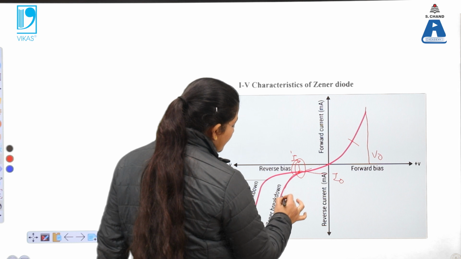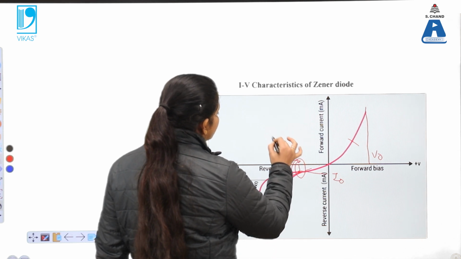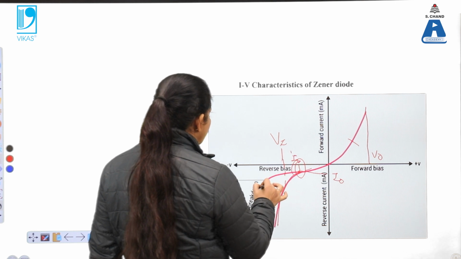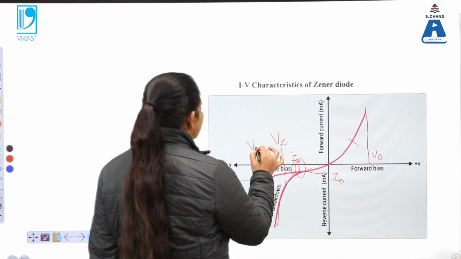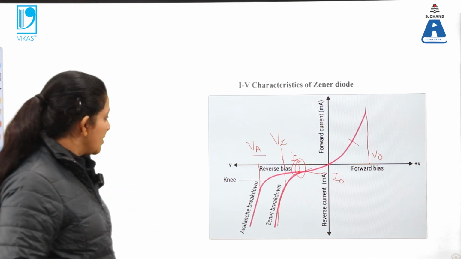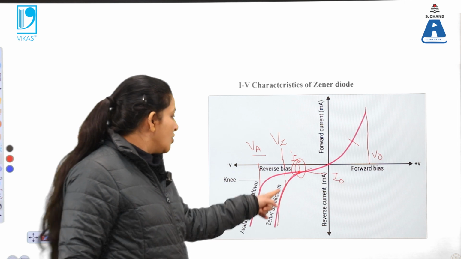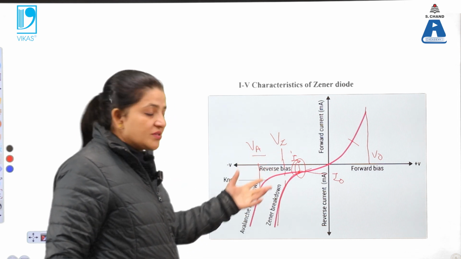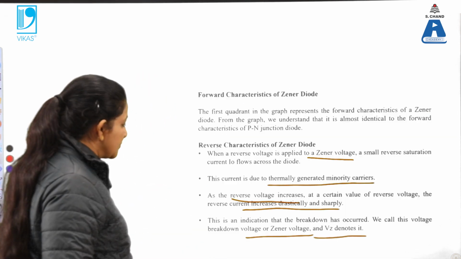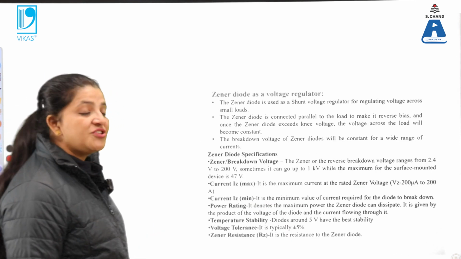At this voltage the current is enhanced, so this is known as VZ, and that is known as the avalanche, VA. So this is known as the avalanche breakdown voltage, and at this voltage there is a sudden increase in the current. So this is known as VZ, or you can say the Zener voltage.